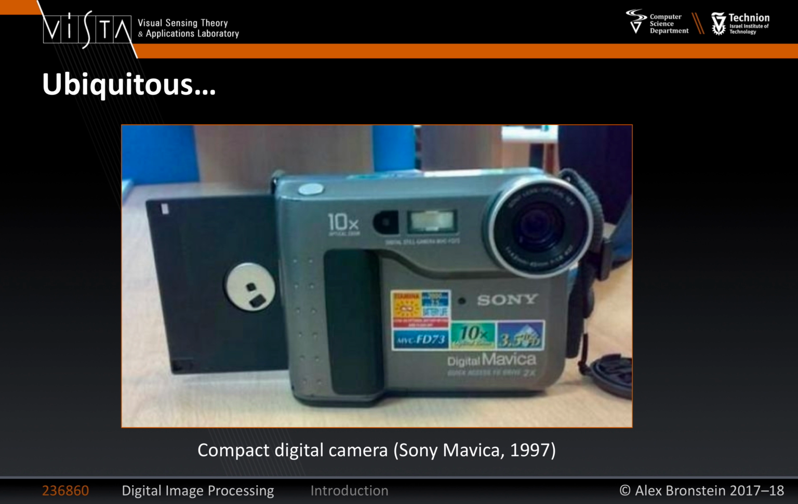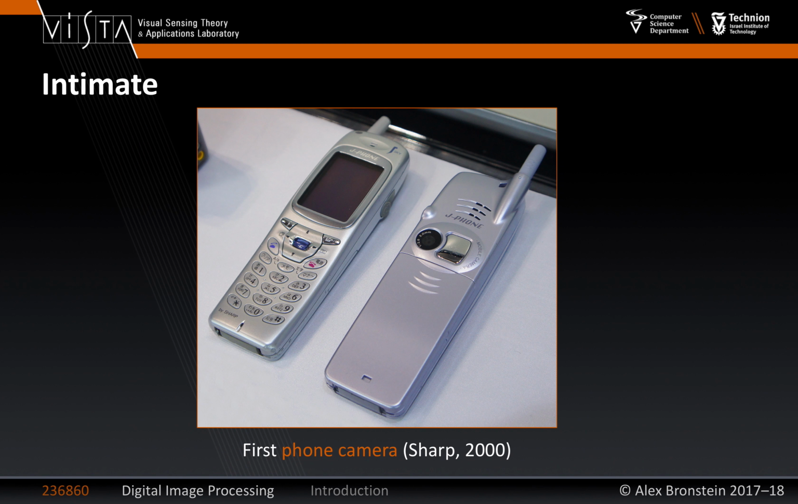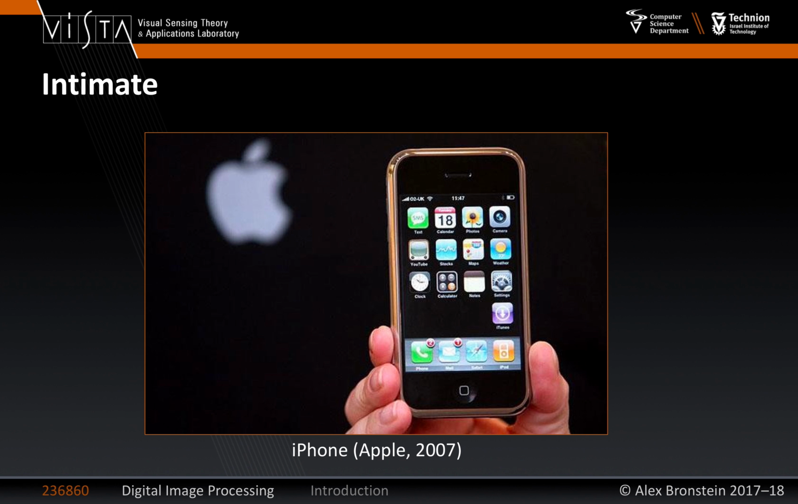And by the beginning of 2000, cameras started being integrated into cell phones. They were not called smartphones anymore. It was dumb. It was just taking pictures and making calls. But this made cameras intimate. Probably a huge leap was done by people from Apple who 11 years ago introduced the iPhone.